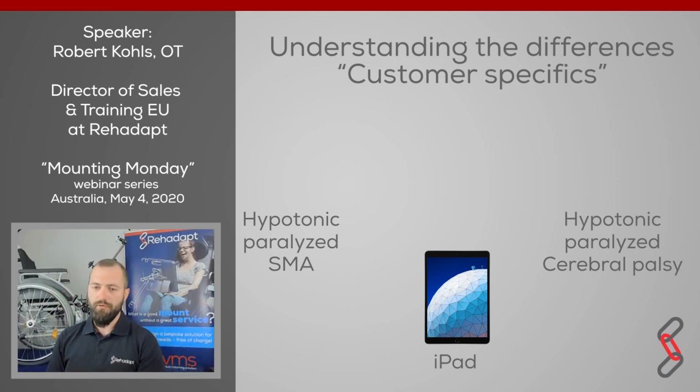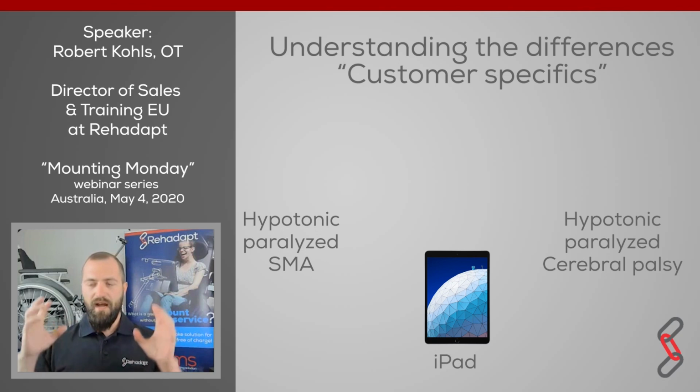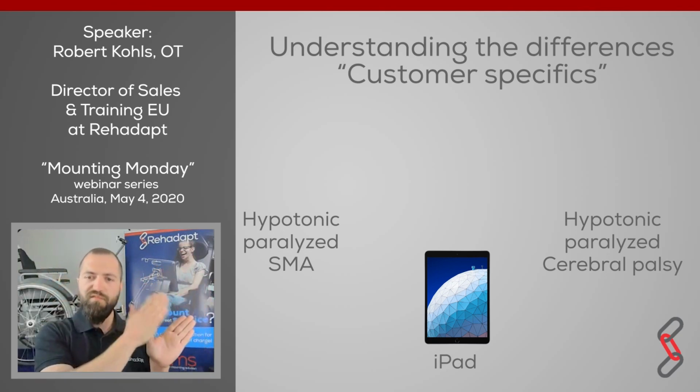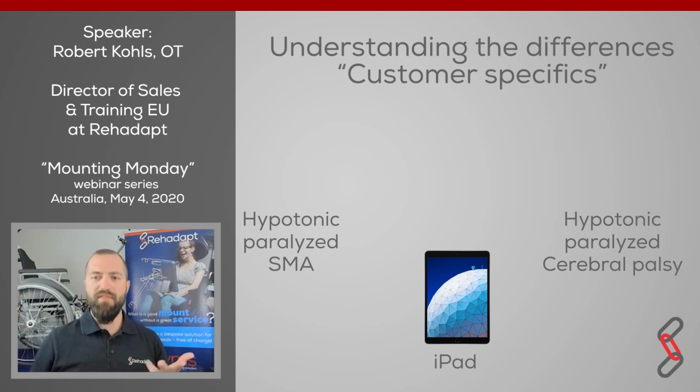I have a little question for all of you that have seen the presentation until now. We are seeing a customer who has an iPad, and let's say we have two examples: a customer with SMA, so a hypotonic paralyzed situation, and a customer with cerebral palsy. Now the question to you: what do you think is the mounting solution for an iPad for someone with SMA or hypotonic paralyzation? Write it into the chat. What is your first idea? What kind of mount from the four different types, L3D, H3D, M3D, or heavy duty, do you think is the right solution for someone with low power with hypotonic paralyzation? Write it into the chat. I would be extremely interested. What is your idea?